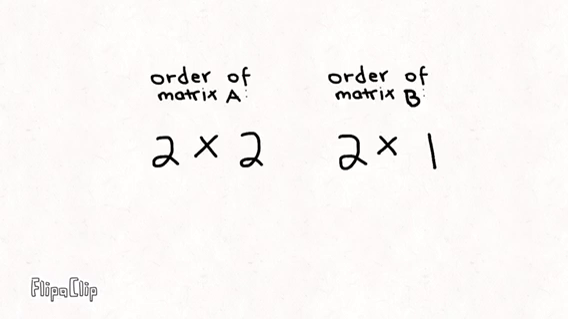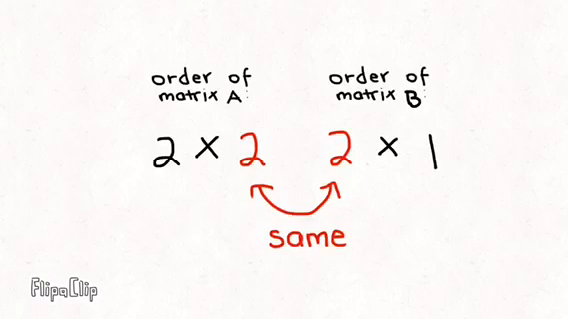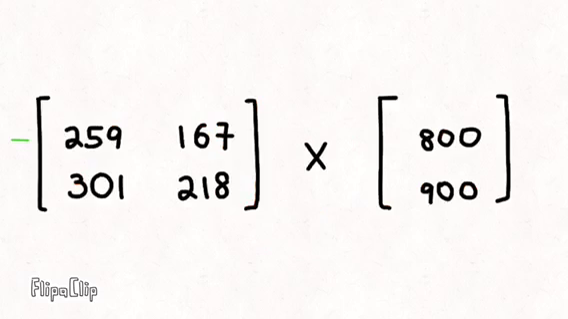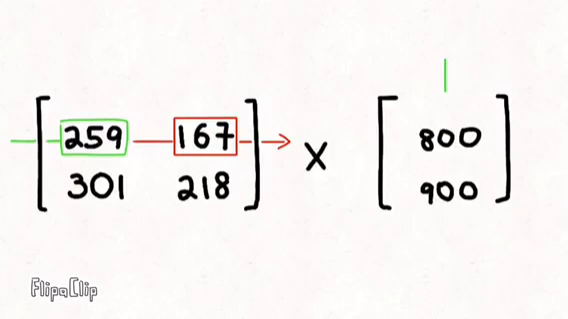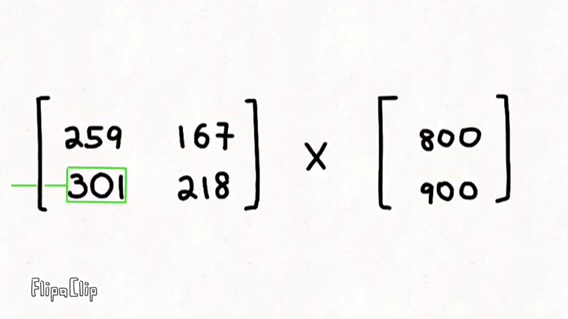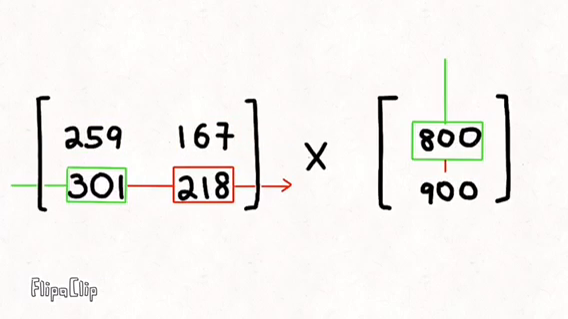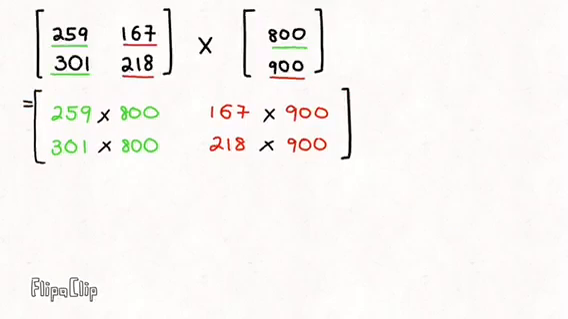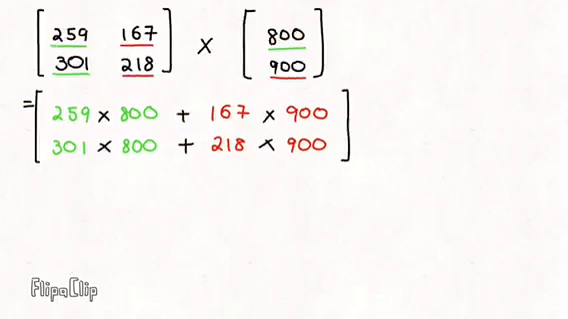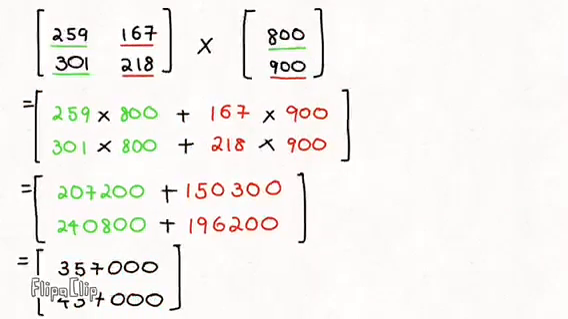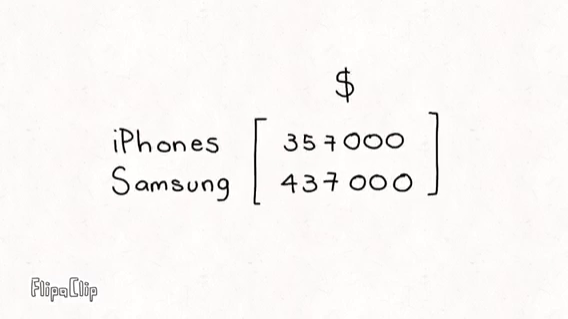First, he has to make sure that the order of both matrices can be multiplied by each other. Next, he can multiply the two matrices by moving across the first row of matrix A and down the column of matrix B. Then move along the second row of matrix A and down the column of matrix B. Multiplying, then adding the sets of the numbers accordingly will result in the total amount of money earned.